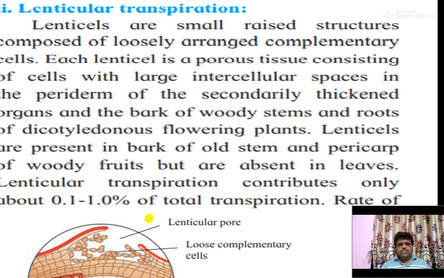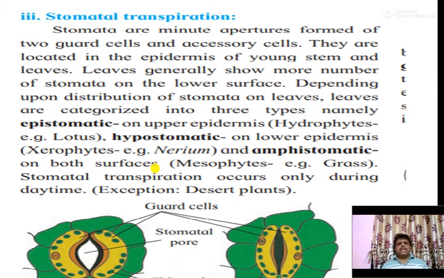The third type is stomatal transpiration. You can see this type of transpiration with the help of the diagram. Before moving towards the actual description of the diagram, you must have some idea of what stomatal transpiration is. Stomata are minute apertures formed of two guard cells and accessory cells. They are located on the epidermis of the young stem and the leaves.